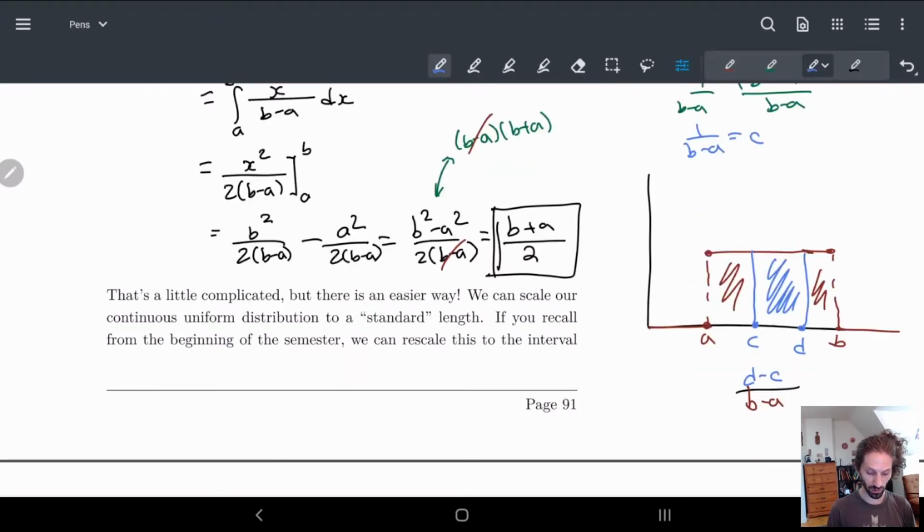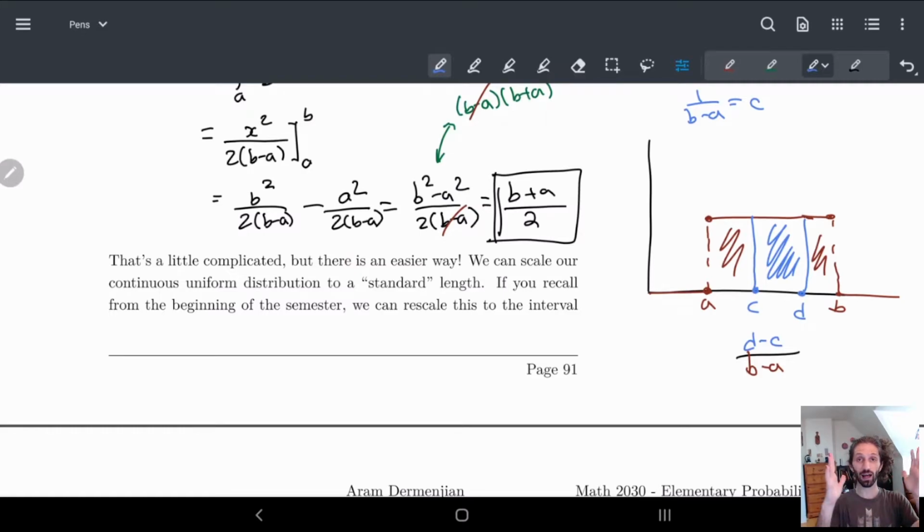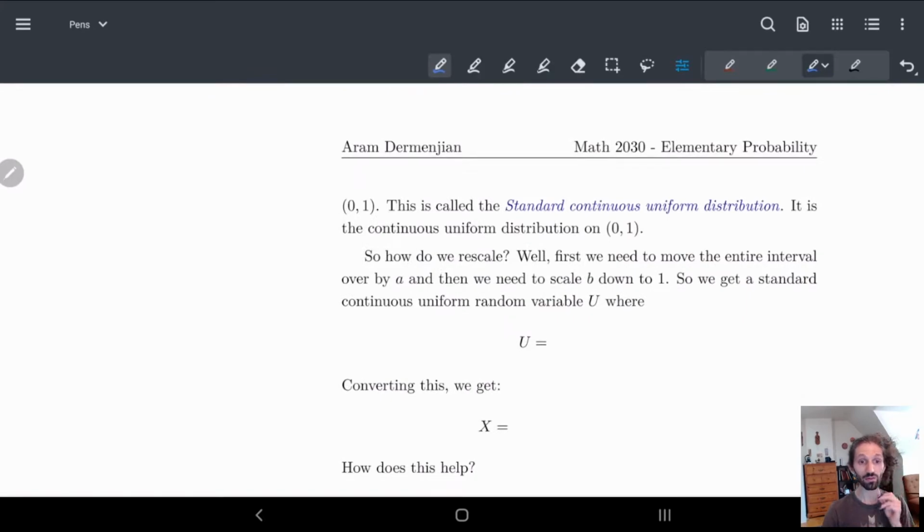And what we're going to do is try to standardize this by scaling our interval. Instead of being a to b, we're basically going to do something that we did at the beginning, where we just standardize it to be from 0 to 1. And the reason this is nice, this rescaling is called the standard continuous uniform distribution. It's basically just the continuous uniform distribution on 0, 1. So we'll see in a minute why it's super nice to have this. Well, actually, we can see the super nice properties right away, right?